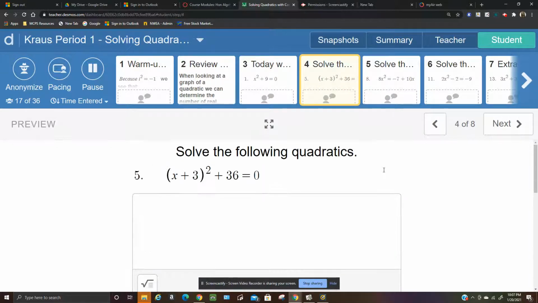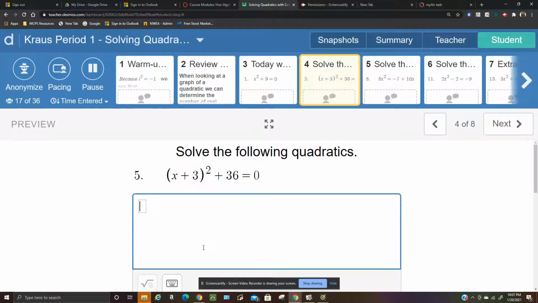Slide 4, well, these are similar, a binomial squared plus a perfect square. First one, you want to subtract 36 from both sides, and take the square root of both sides, and subtract 3 from both sides.